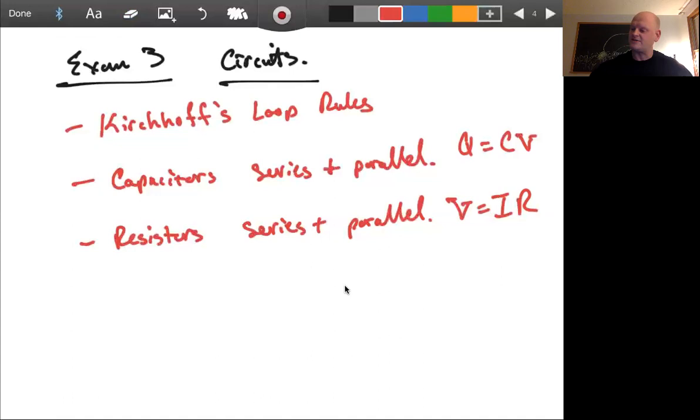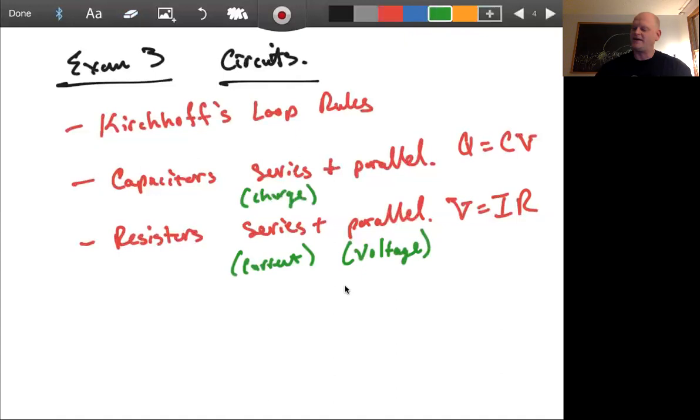Also for series and parallel, we have to remember what is constant in series and what is constant in parallel. So remember in series, what's constant is the current. And in parallel, what's constant is the voltage. For capacitors, it's basically the same, but it's voltage and charge, right? So good. So inside of here are embedded, like I said, both. We need to know extra things like capacitance.